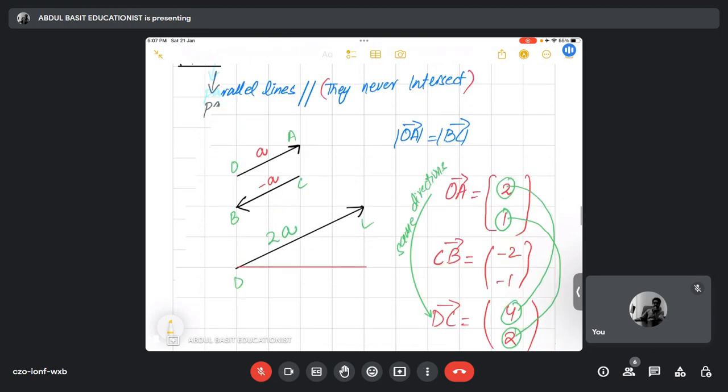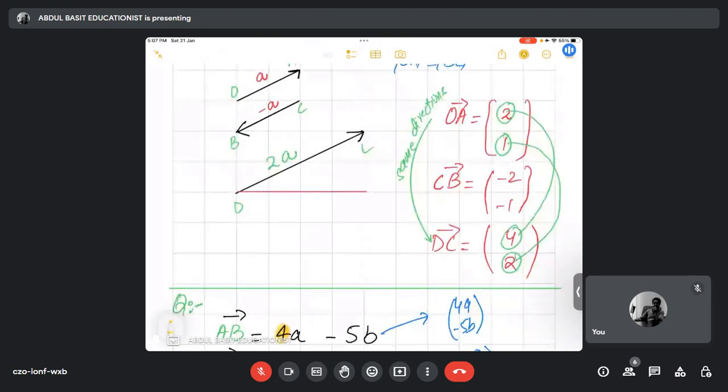O to A is (2, 1), C to B is (-2, -1), but D to C is (4, 2). If you compare O to A and D to C, you can see that the x component is 2, but in that position it is 4, so that is double. And if it is 1, then that is 2. So it means that the directions are also the same and the magnitude is doubled. Agree? So we can say that D to C is double of OA.